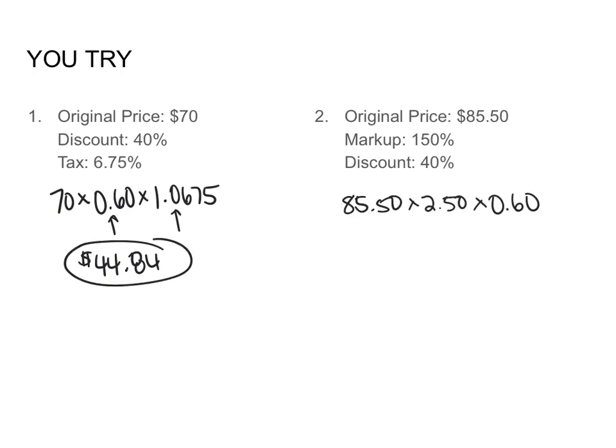My second one, I have an original price of $85.50. After a 150% markup, I'm paying 250%. And then I am discounting 40%, so I'm only paying 60% of what's remaining. And I get $128.25.